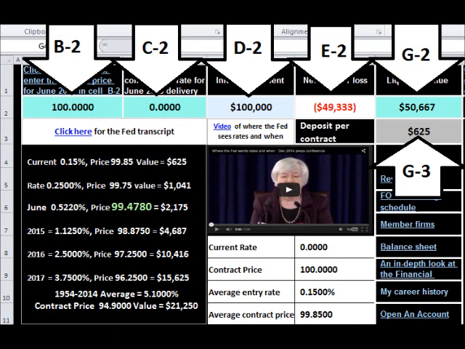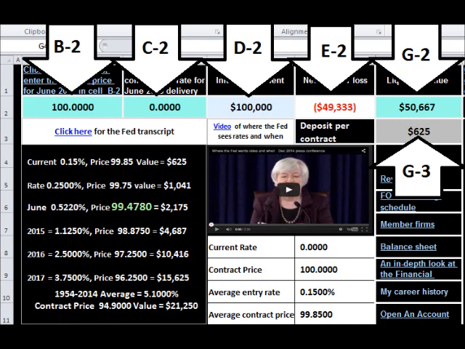Trading the same delivery month, June 2015, let's step up the leverage and be more aggressive. In cell D2, enter 100,000. In cell G3, enter $625 per contract.